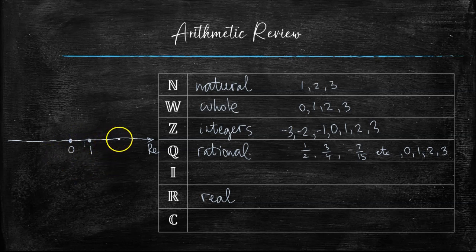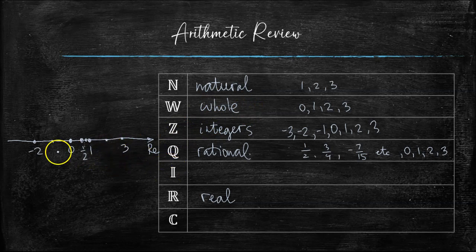So number 2 will be here. Number 3 will be here. Naturally, number -2 will be somewhere here. It's like -1, -2. Number 1/2 will be here. 3/4 will be right here, and so on. So we can visualize every number listed so far on the real number line.